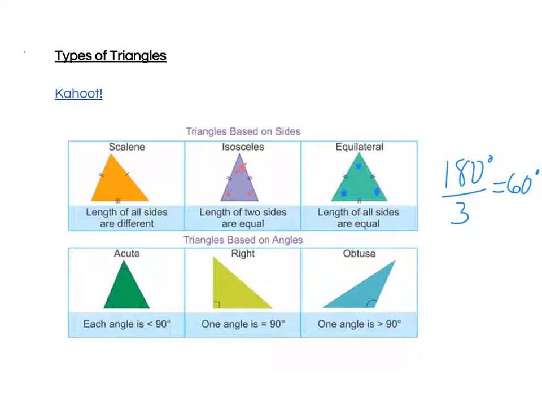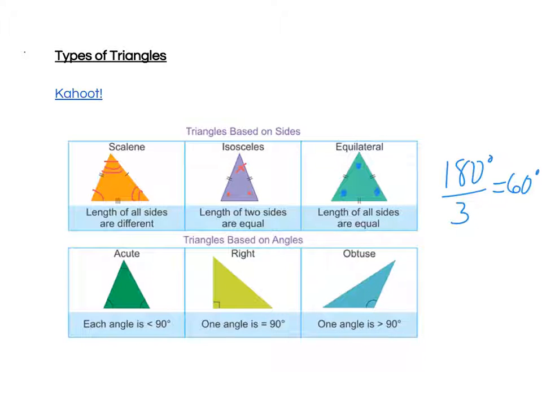Now, in a scalene triangle, none of the sides are equal, and therefore none of the angles are equal. So I can symbolize that by, instead of using dots or X's, another way that you will often see that represented is by showing a little curvy thing. So I might show one curvy thing here, maybe two here, and maybe three here, in order to indicate that none of those angles are equal.